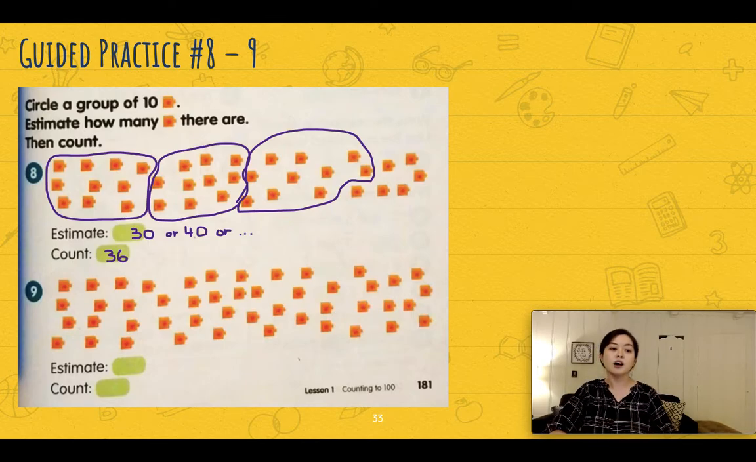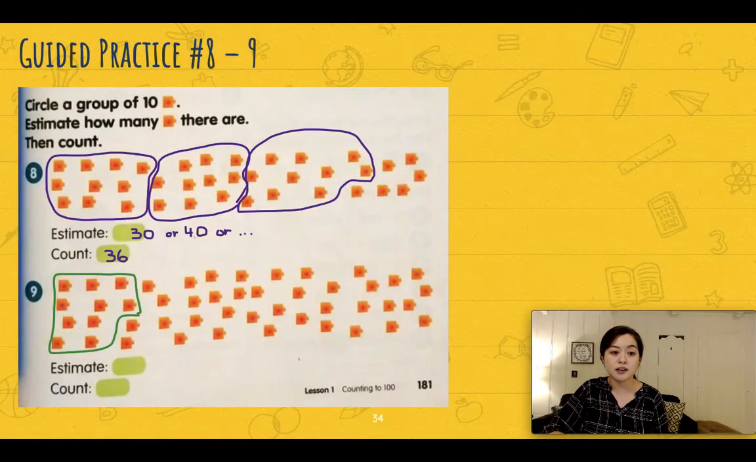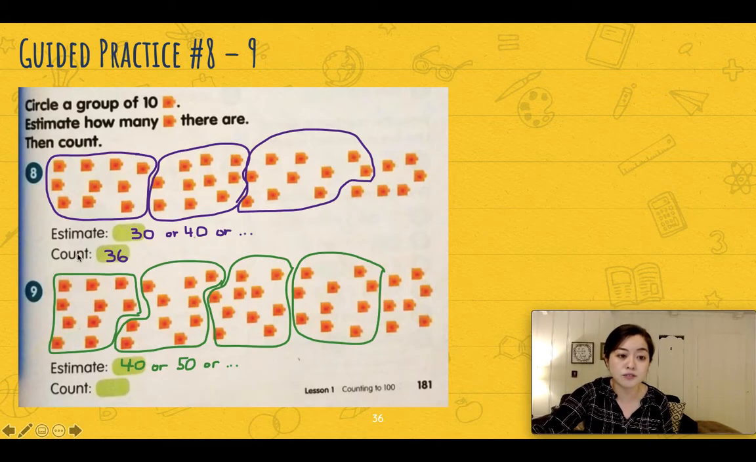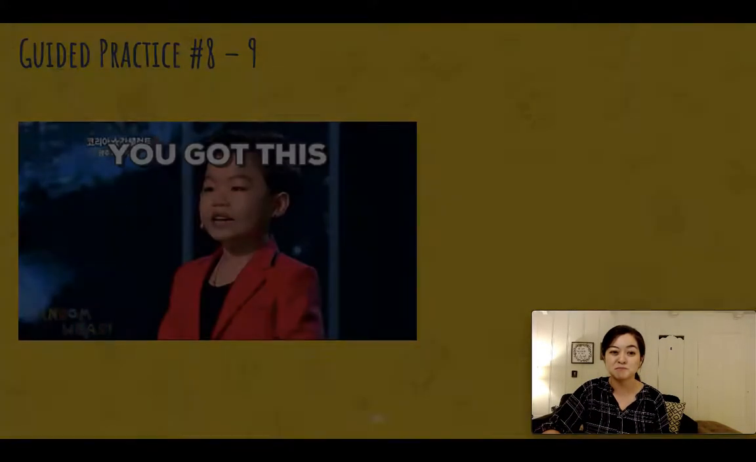All right, let's look at number 9. We're going to do the same thing, and maybe you got 40 or 50 or somewhere close to that as your estimate, but the actual count is, let's see how many groups of 10 I have. I have 10, 20, 30, 40, 41, 42, 43, 44, 45, 46, 47. That's my actual count of linking cubes, 47.